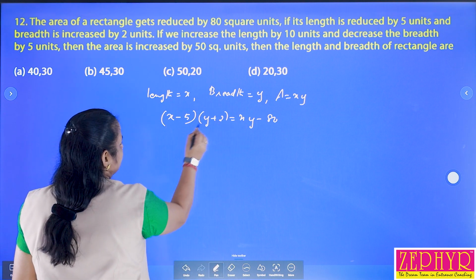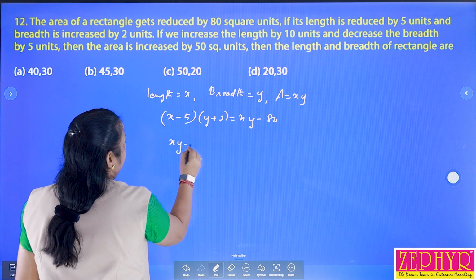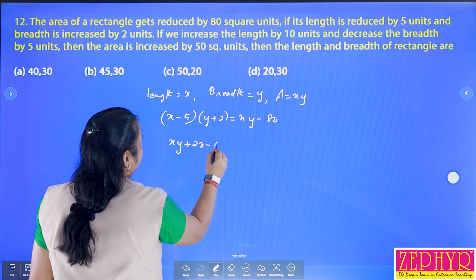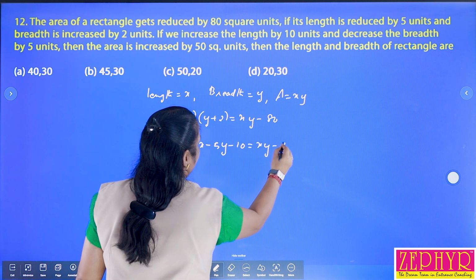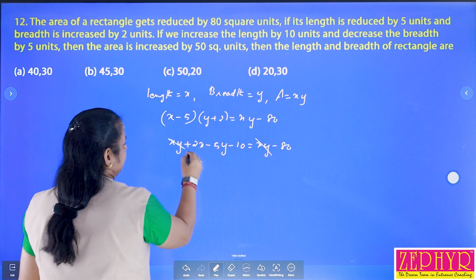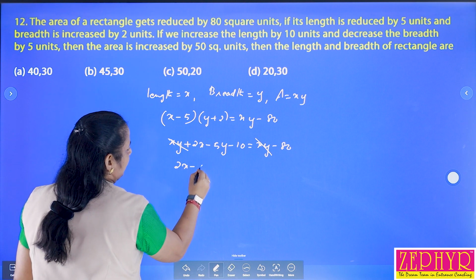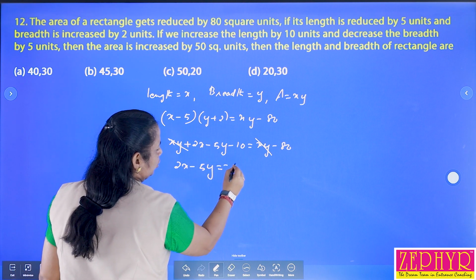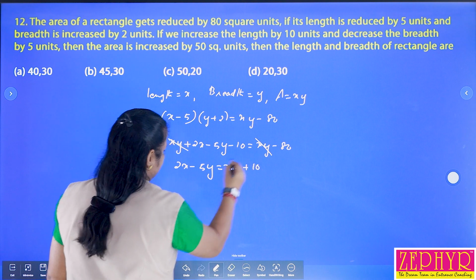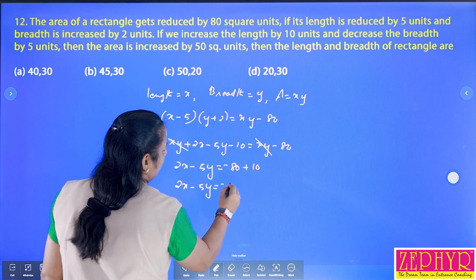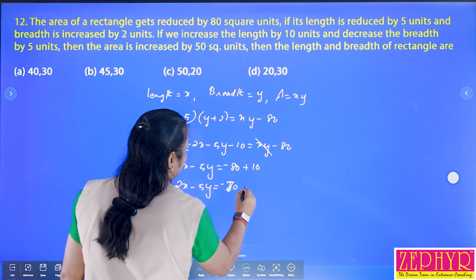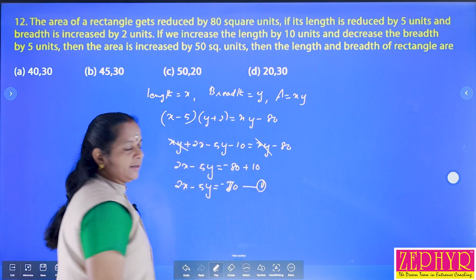So area is xy minus 80. Multiplying these two, x into y, xy plus 2x minus 5y minus 10 equal to xy minus 80. Cancel these two terms. 2x minus 5y equal to minus 80 plus 10. So 2x minus 5y equal to minus 70. That is equation number 1.